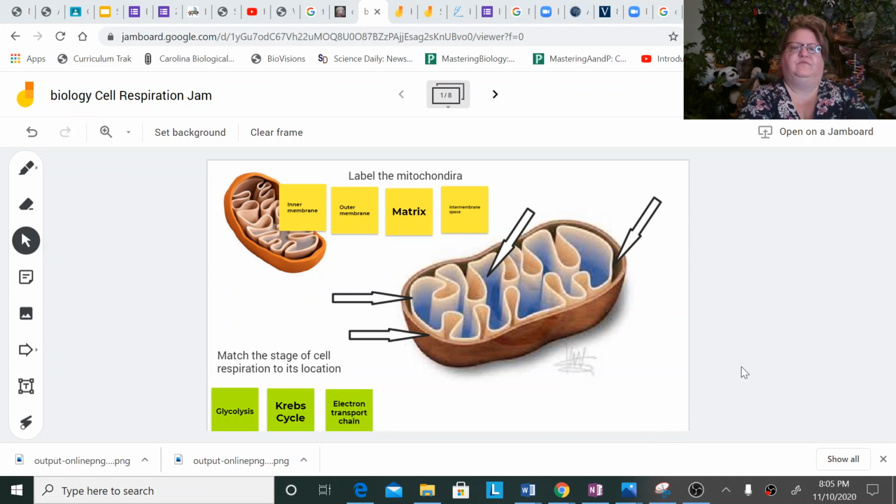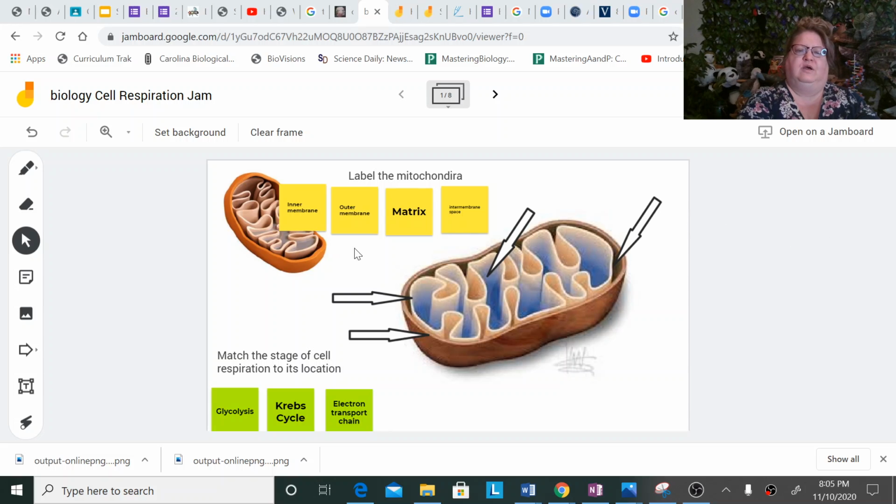This is our video to help us practice what we just learned. And you'll be happy to know this is take 3. I had a little bit of problems with the other ones, so hopefully I got it. So if you open up your biology cell respiration Jamboard, you're going to see slide 1, which is just to help you practice locating and finding everything.